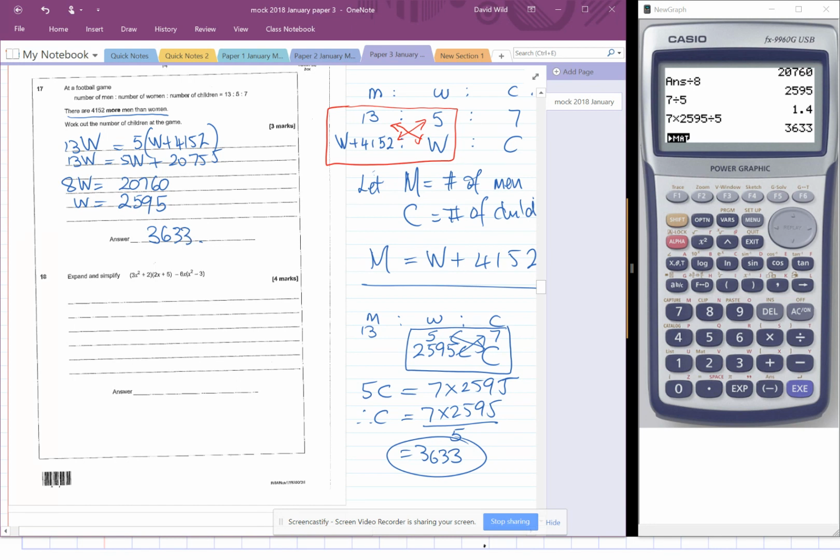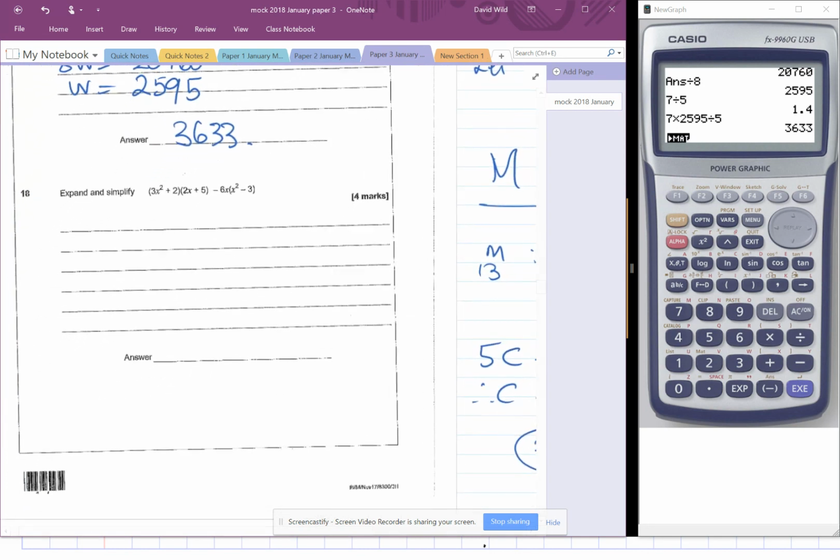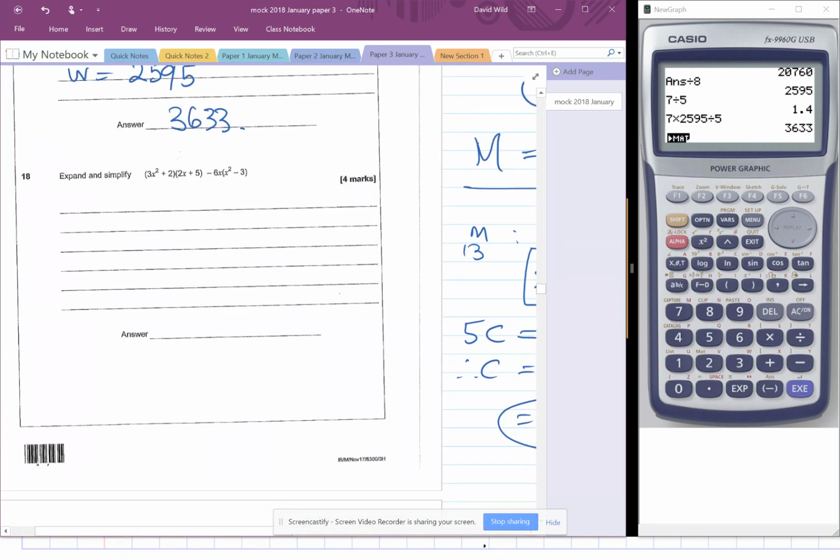Question 18. Expand and simplify. Alright, okay, so let's first of all expand. Be careful expanding. 3x squared times 2x, well 3 2s are 6. x squared times x is x cubed. 3x squared times 5 is 15x squared. 2 times 2x is 4x. And 2 times 5 is 10.